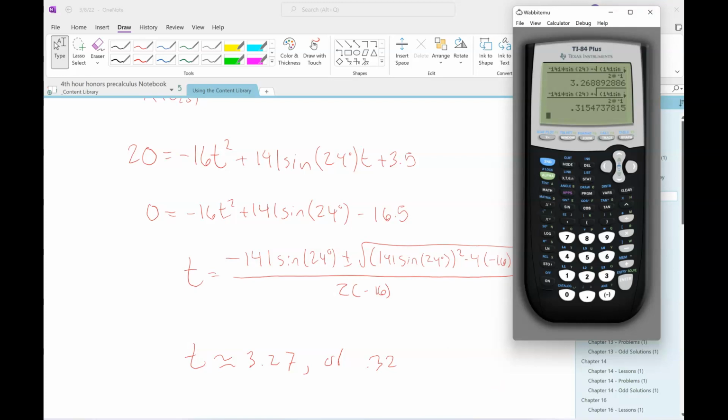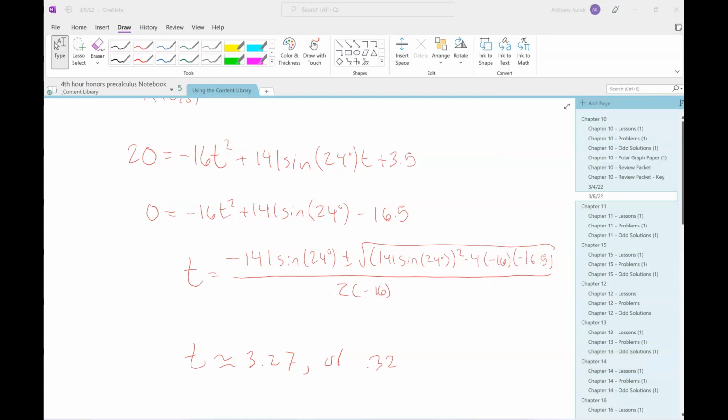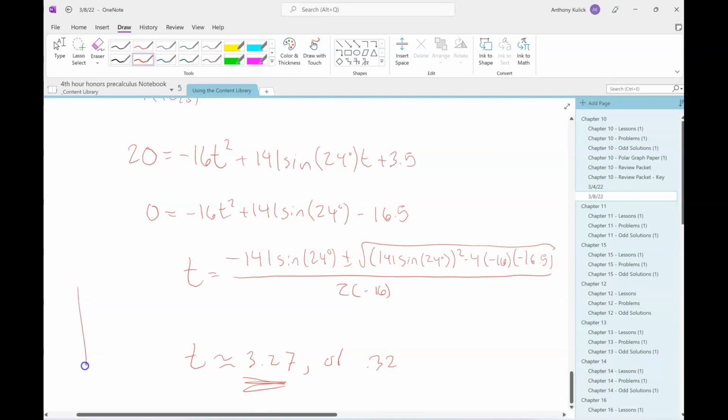Which one do I want? Definitely this one, right? Again, remember what we're doing. So let's say this is the 20-foot line. Here we're starting at 3.5. So there are 2 places that we cross that 20-foot line, right? Everybody's okay with that?